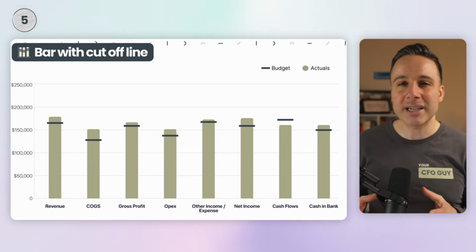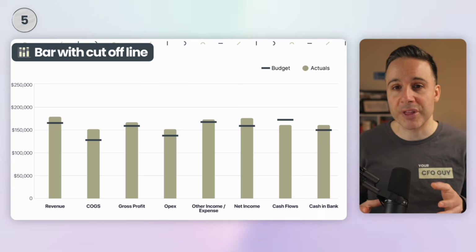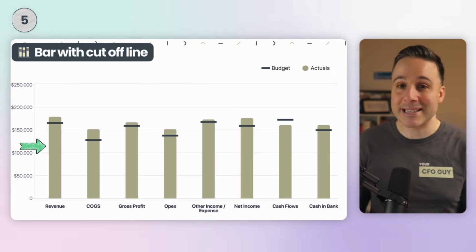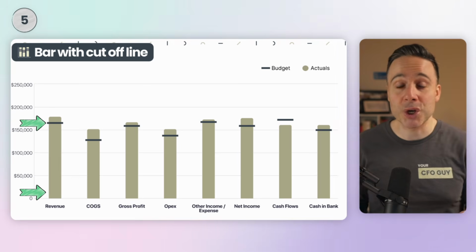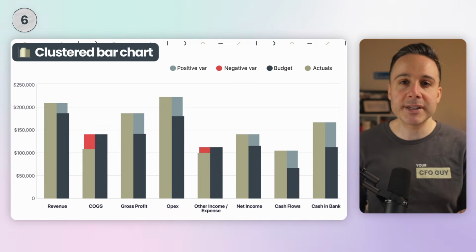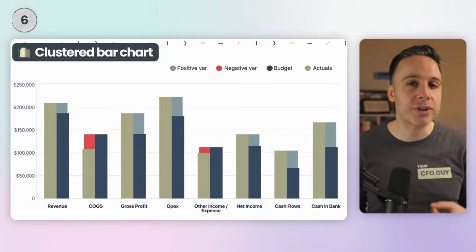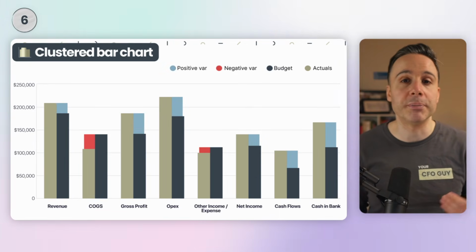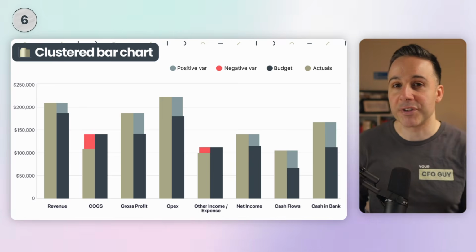Okay, now let's take a look at some bar charts, starting with this bar with a cutoff line where the bar chart showcases actuals and the cutoff line showcases budget. Okay, now we have a custard bar chart. This showcases budget in one series, actuals in another series, and then if it's a positive variance, the gap will be filled in blue. If it's negative, it'll be filled in red.